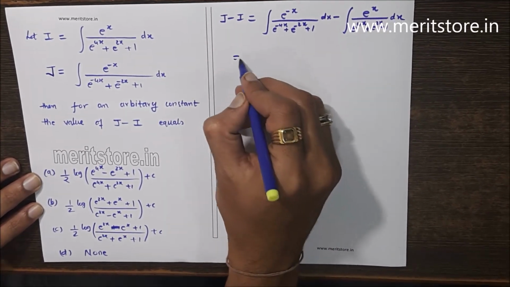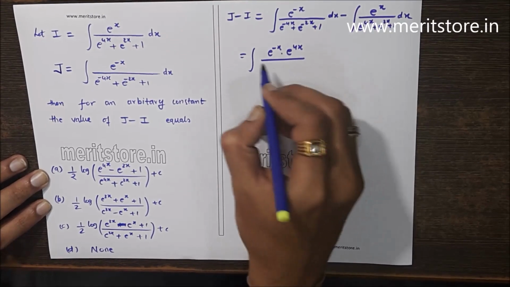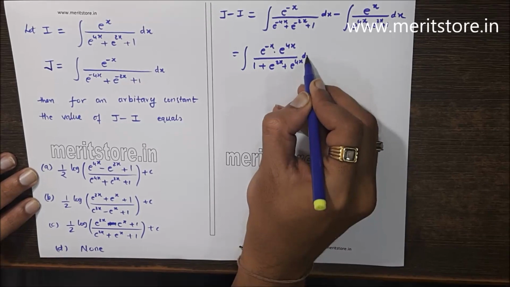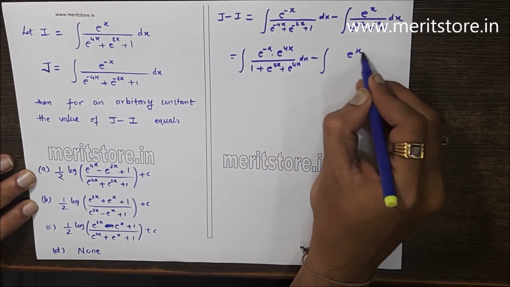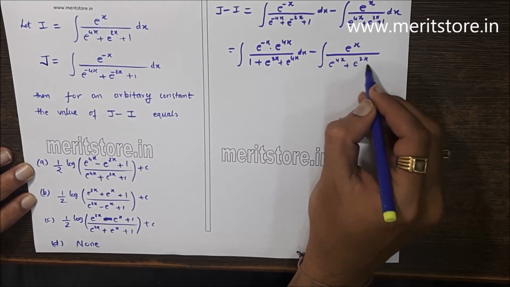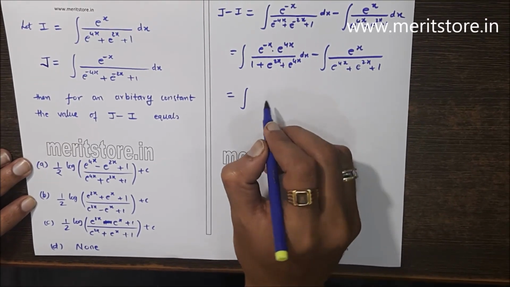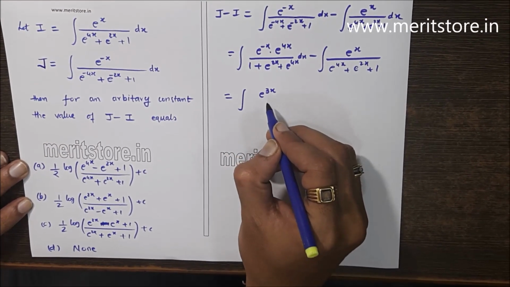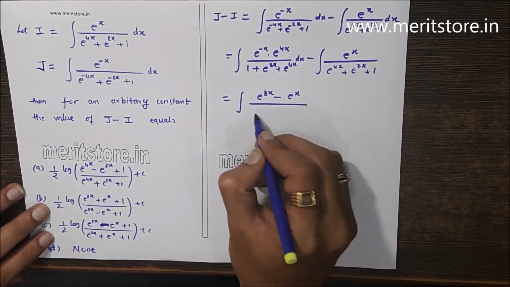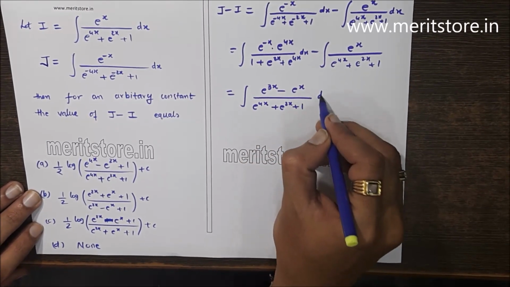Using laws of indices, what we'll get is e raised to minus x into e raised to 4x upon 1 plus e raised to 2x plus e raised to 4x, minus the integral of e raised to x upon e raised to 4x plus e raised to 2x plus 1. Now since the denominator is the same, I can write this as the integral of e raised to 3x minus e raised to x upon e raised to 4x plus e raised to 2x plus 1 dx.